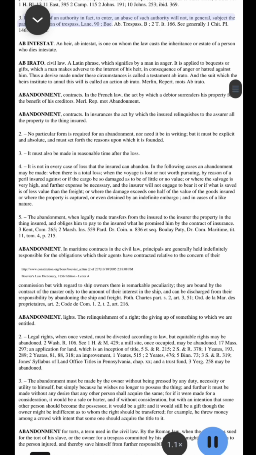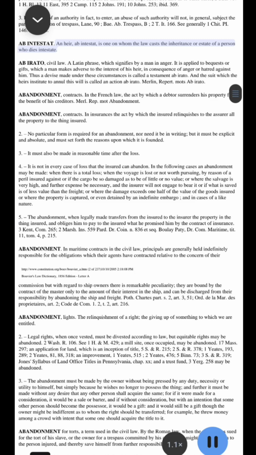But in case of an authority in fact to enter, an abuse of such authority will not, in general, subject the party to an action of trespass. Bac. Abr. Trespass, B, 2. See generally 1 Chit. Pl. 146, 169, 180.